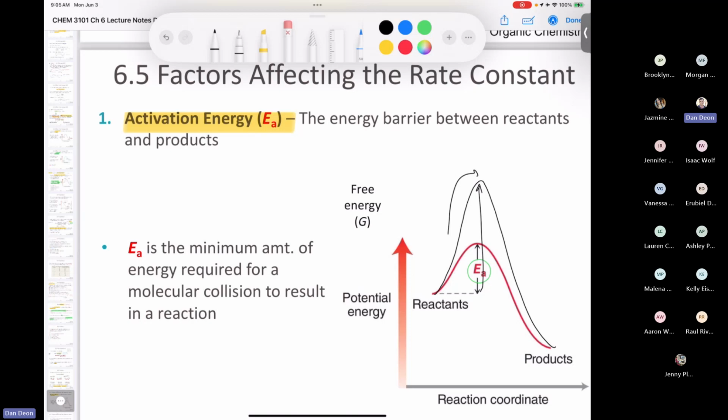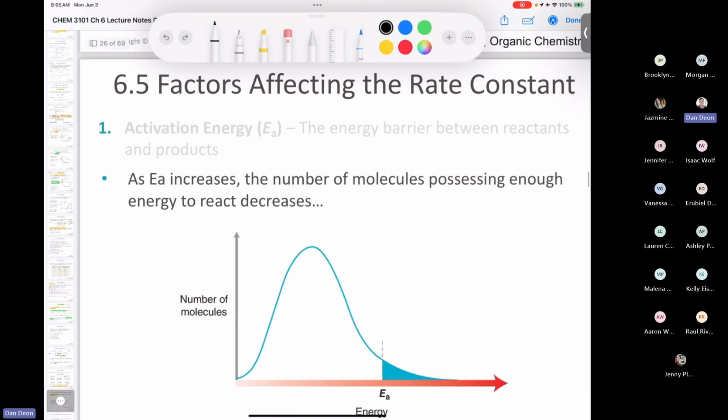They have to not only collide, but collide with enough energy. Let's say they collide and we have only this much energy, so we'll only get up to here. No, they've got to collide with enough energy to get over the hump, right? To get over that activation energy. And so that's what activation energy is.